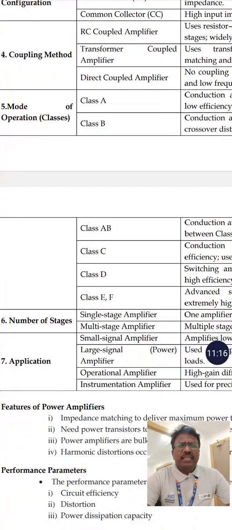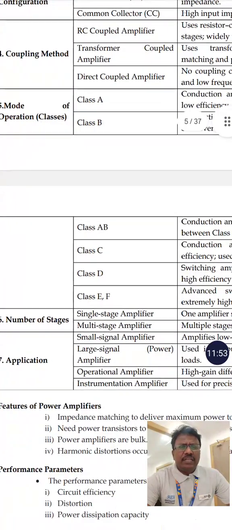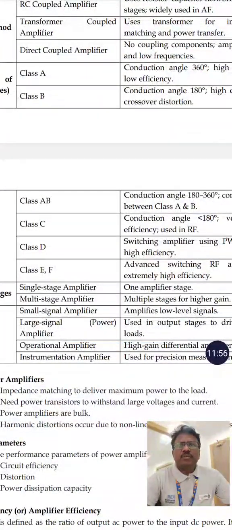So the first one is class A. The transistor conducts for the entire 360 degrees of the input signal. That means even when there is no signal, the transistor is already conducting. So it has very high linearity, low distortion, and excellent signal quality. The disadvantages of this amplifier are low frequency, low efficiency, more heat, and higher power consumption. Its efficiency is nearly 25% to 30% approximately.